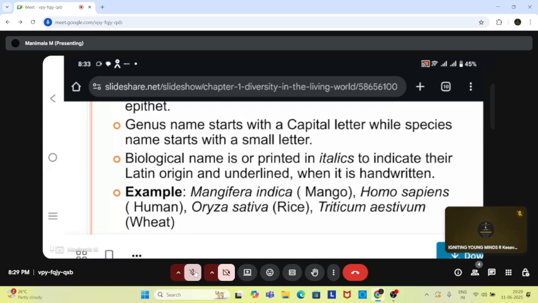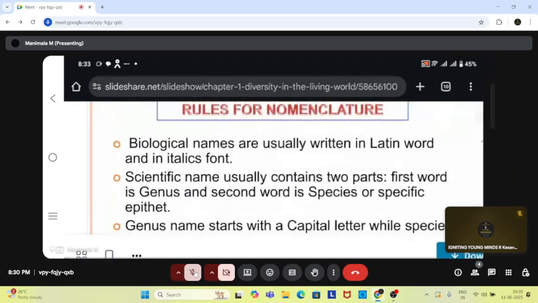We should use Latin or italics font, ma'am. Very good. The name contains two components: the first is genus and the second is species. The genus name always starts with a capital letter, and the species always starts with a small letter. While typing, we should type in italic style, and while handwritten, it should be underlined. Yes, very good.